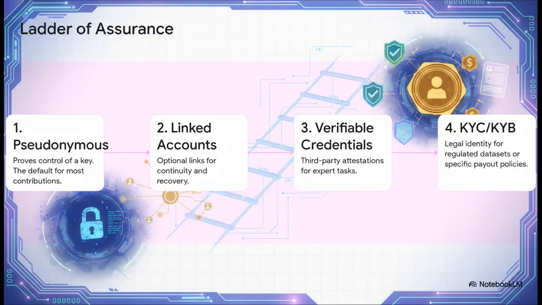And here's that ladder. The first rung, where almost everyone starts, is pseudonymous. All you're doing is proving you control a private key. That's it. This is our default for most work. Step up, and you can link accounts like your email or GitHub, mostly for recovery. The next level up is a big one, verifiable credentials. This is where a third party attests to a specific skill or license you have. And right at the very top, you've got full KYC or KYB. That's for regulated, high-value stuff.